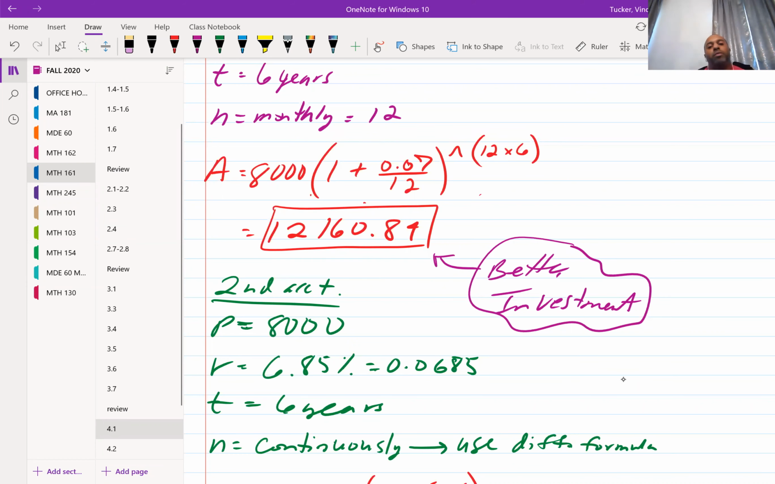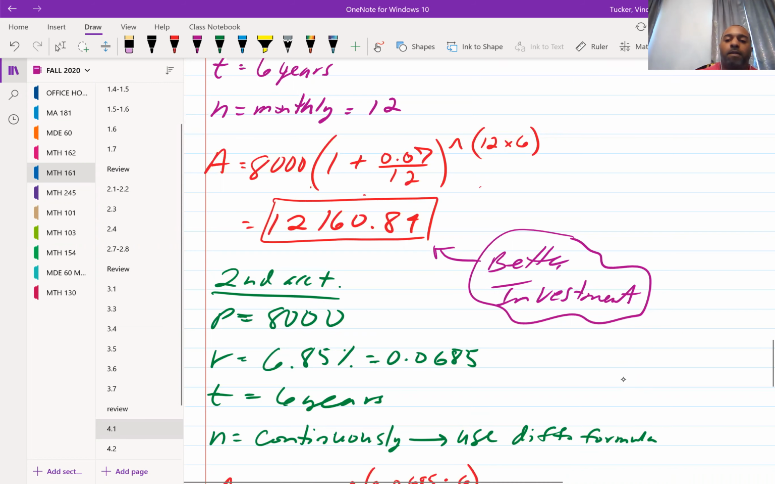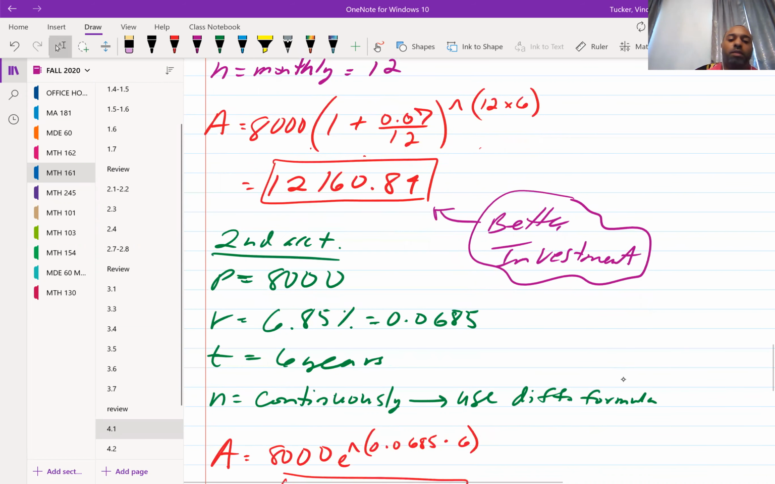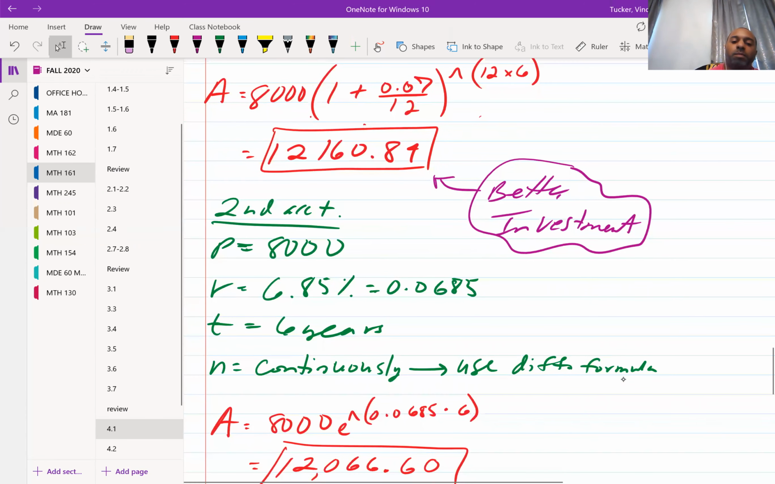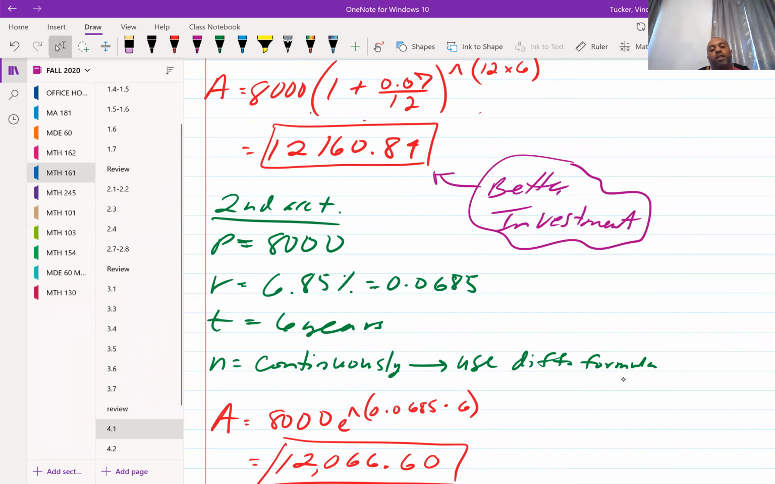So for the first account, the difference was the rate was 7% and we were compounding monthly. This time our rate is 6.85% and we're compounding continuously. And so we use a different formula, which we see down there at the bottom in red. Put it in the calculator and we get $12,066.60.